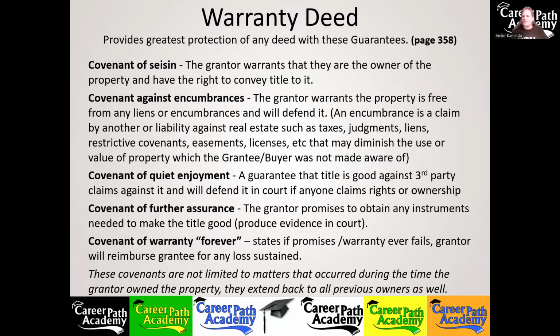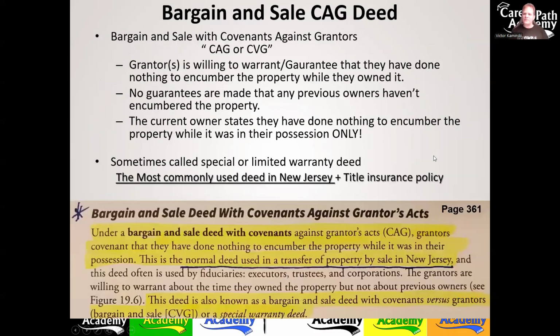So I think the best one is the way that we do it here in New Jersey, where we do the bargain and sale deed with covenants against grantors, where the owner says, I did nothing to encumber the property while it was in my possession. However, anyone that owned it before me, you got to do a title search and get a title insurance policy, which will insure you against any losses sustained. And then the insurance company would have to pay you.